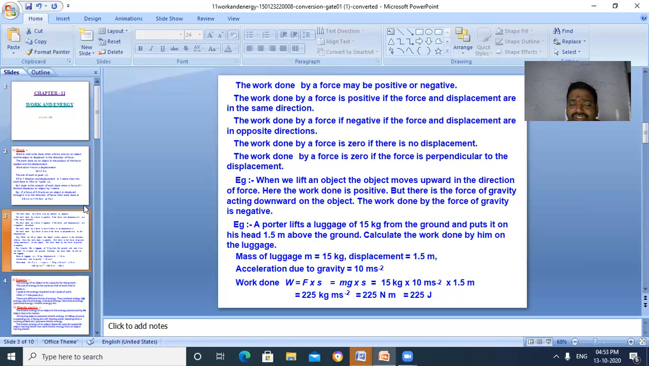Other than that, we don't have any other options. So work done by a force can be 0 if the displacement is also 0. If there is no displacement, then we can say the work done is 0.